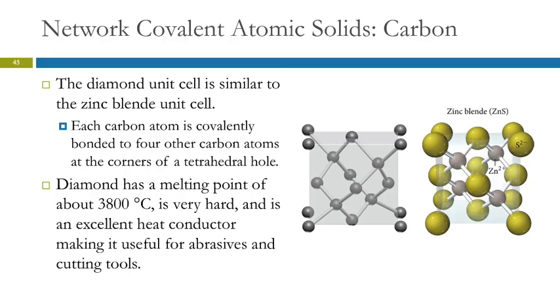Diamond has a very high melting point, 3,800 degrees Celsius. It's very hard. It conducts heat well, doesn't conduct electricity. Because it conducts heat well, it's useful as an abrasive and as a cutting tool. When you polish something, there's a lot of friction. It can generate a lot of heat. Because diamond can transport that heat away, it's good as an abrasive. The reason it's very hard and has such a high melting point is it's held together entirely by covalent bonds, which are very, very strong.